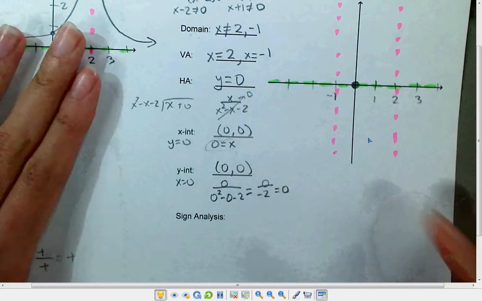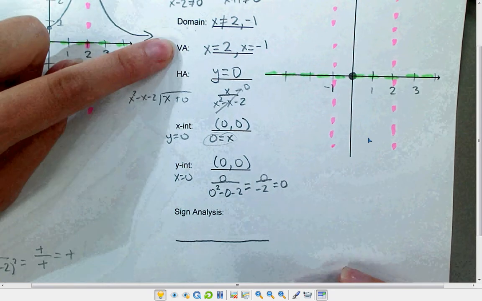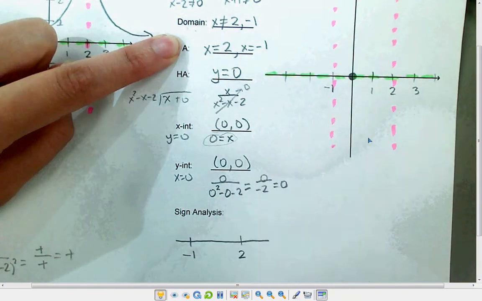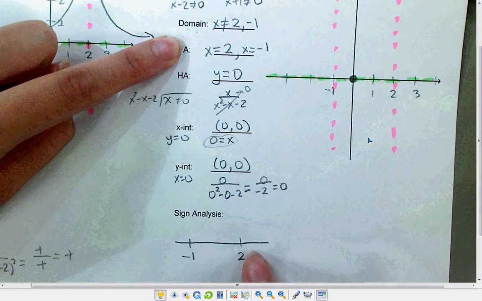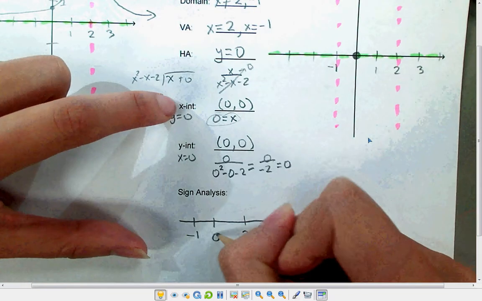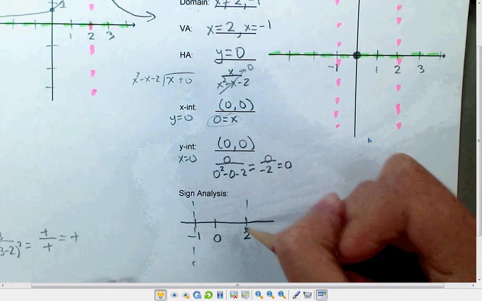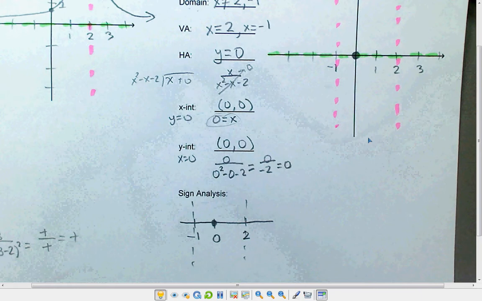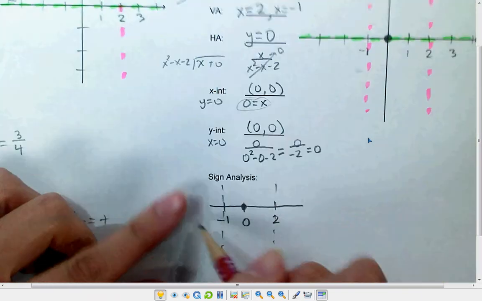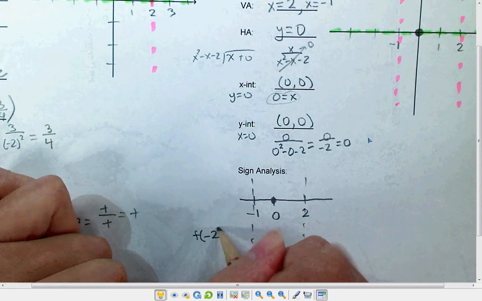Okay. So this one, now let's do our sign analysis. So again, we want our vertical asymptote, so our x's. So we have a 2 and a negative 1. Negative 1 is on the left side of 2. We also want to plot our x-intercept, so 0. So these are my asymptotes, this is my x-intercept, and I want to know what's happening in between each of these. So let's start off to the left side of negative 1. So let's say we pick negative 2.